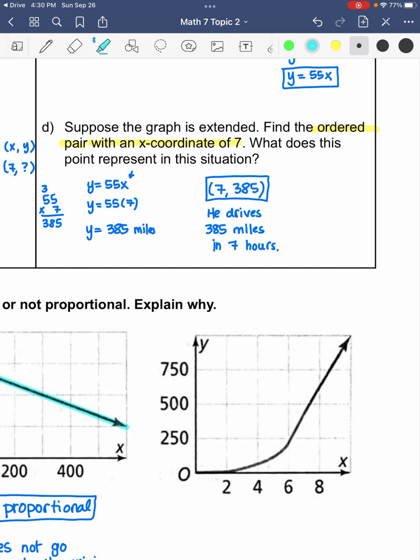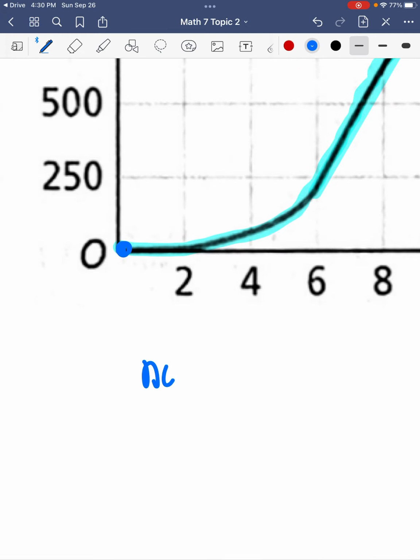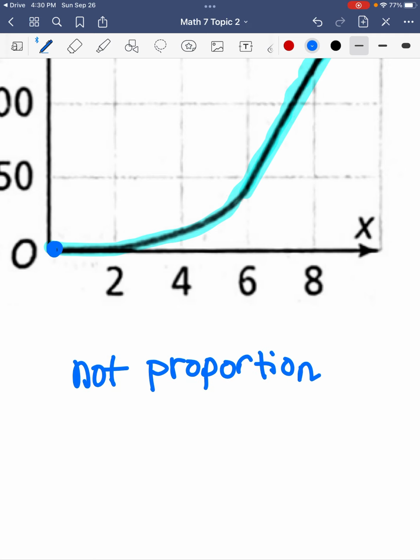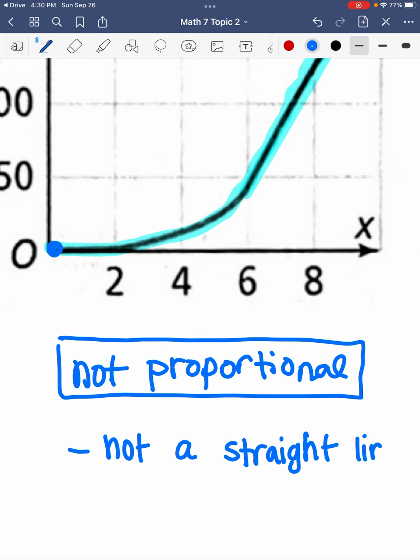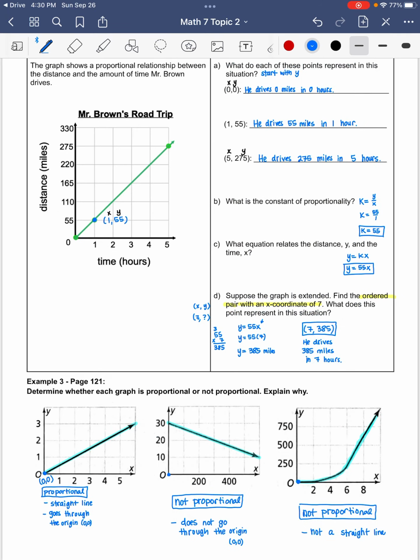So first of all, this graph is not really a straight line. It kind of does that weird curve thing, right? So it's not a straight line. It does go through the origin. It goes through the point 0, 0, but it is not a straight line. So because it's not a straight line, this one here is not proportional either. So if that one were a straight line, it would be proportional, but because it's not, it is not proportional.